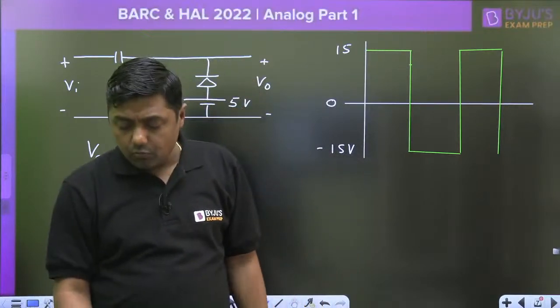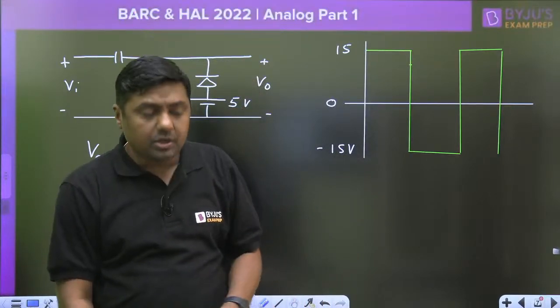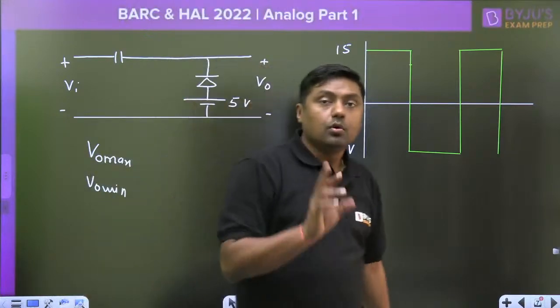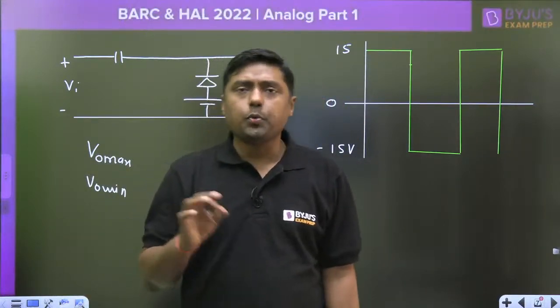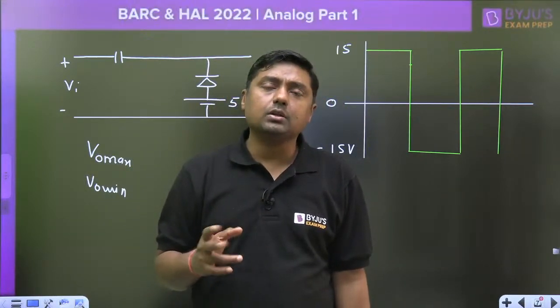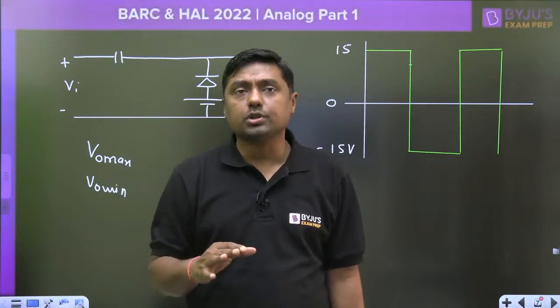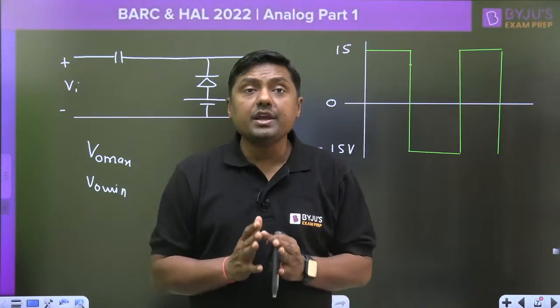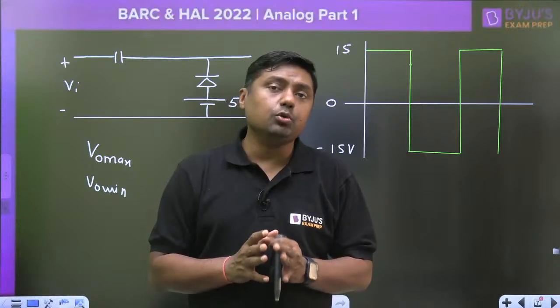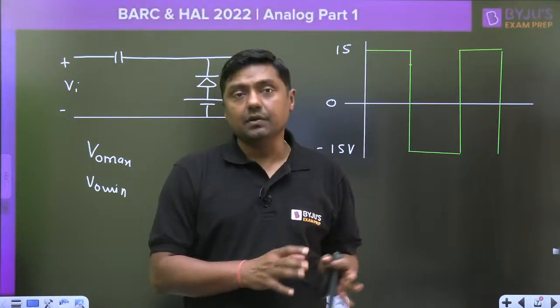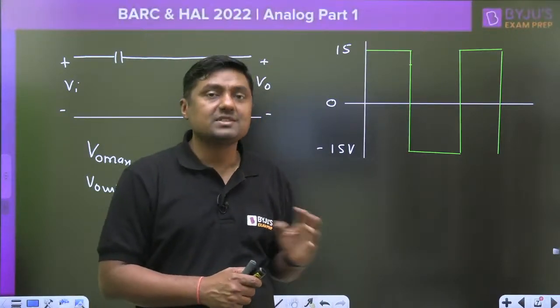That is in the case of a clipper. In a clamper, we are simply adding DC level. We are adding a negative DC level or a positive DC level. That's why clampers are of two types: negative clamper or positive clamper. Only the change is in the DC level. Right? The shape will remain the same.